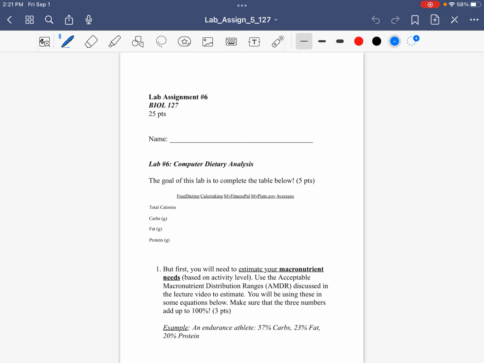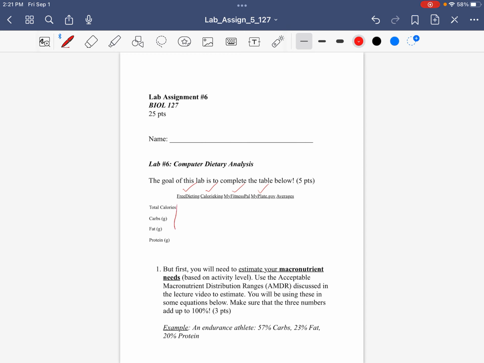For this lab, you're going to be visiting 4 different websites. So you can see we have freedieting.com, calorieking.com, MyFitnessPal, and myplate.gov.